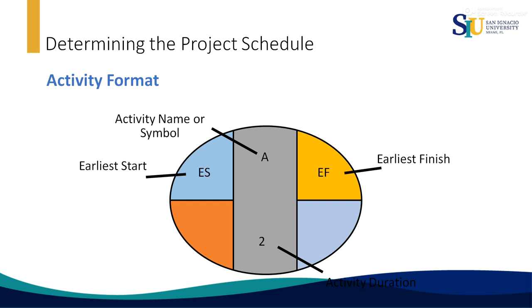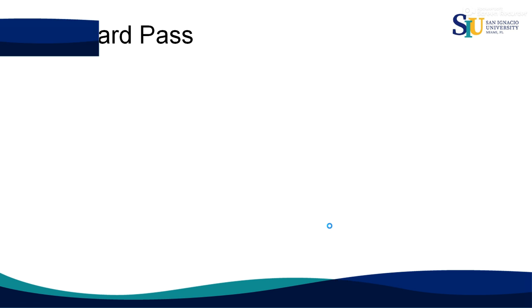Then we are going to establish this symbol or this format. We are going to name the activities here in the center, activity A for instance, and here the duration of the activity. 2 is 2 weeks, the duration of the activity. The early finish is going to be here, the earliest start here, the latest start is going to be below the earliest start, the latest finish below the early finish.